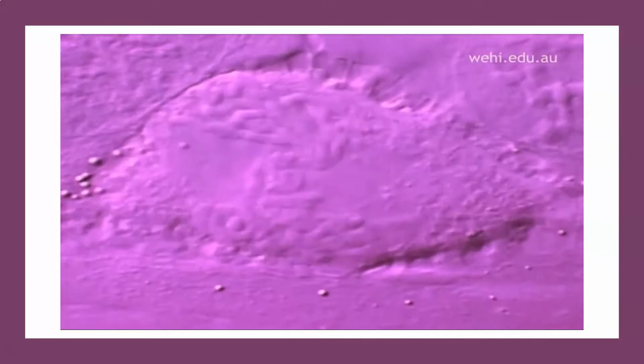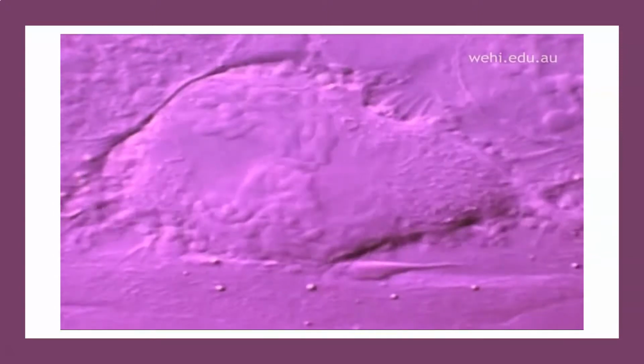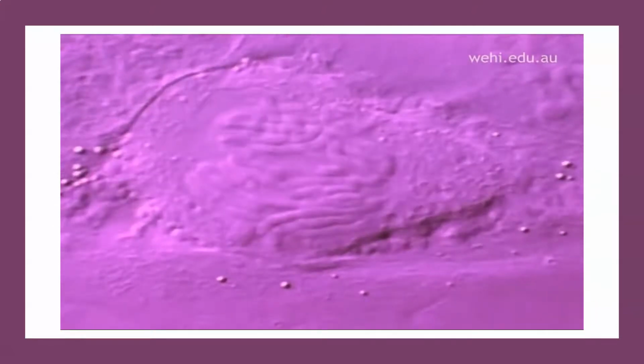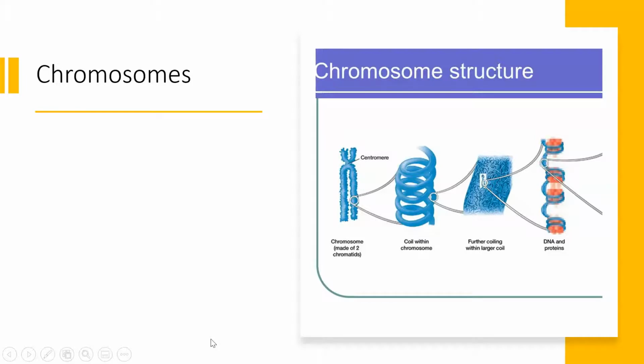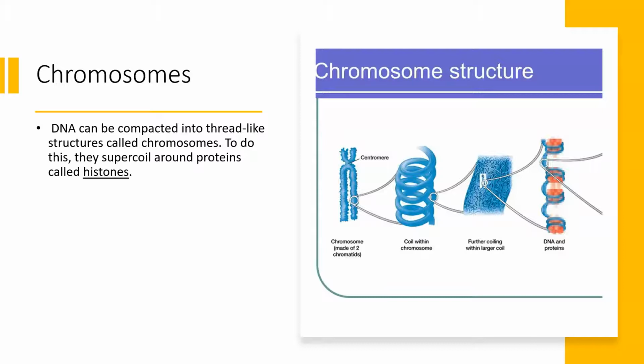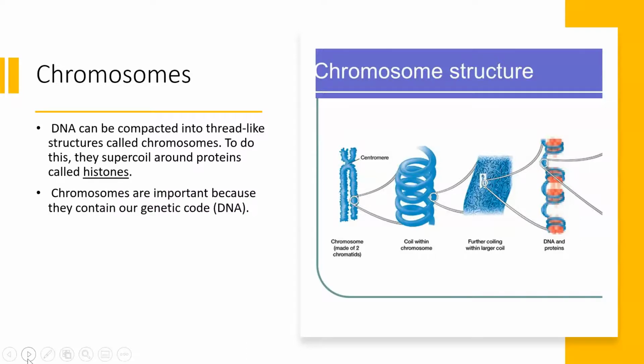Chromosomes are not always present. They form around the time cells divide, when the 2 copies of the cell's DNA need to be separated. So when we start looking at chromosomes, let's really think about what they are. We've already said that chromosomes are made from DNA. DNA can be compacted into these thread-like structures called chromosomes, as you can see on our diagram. Our chromosomes are important because they contain the genetic code for the organism that those specific chromosomes are found in.